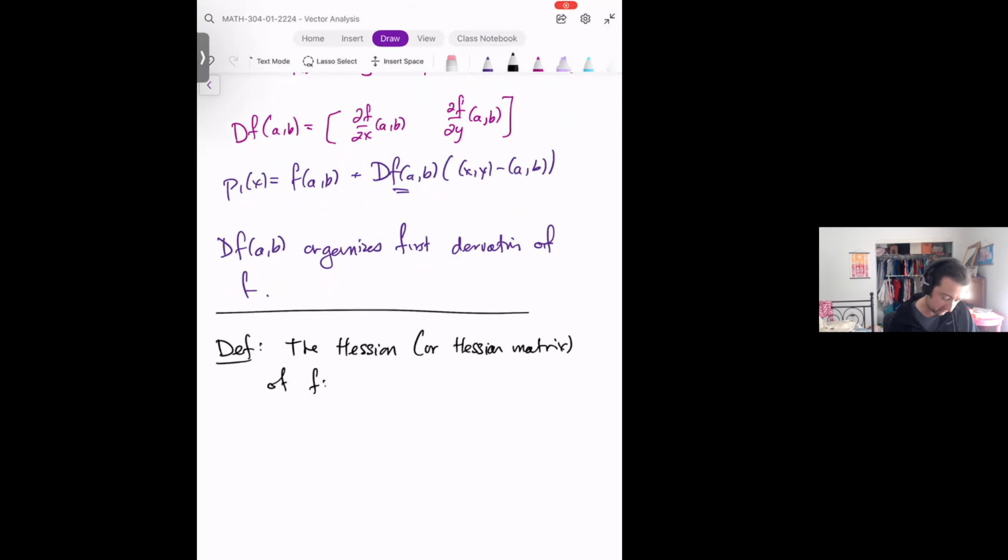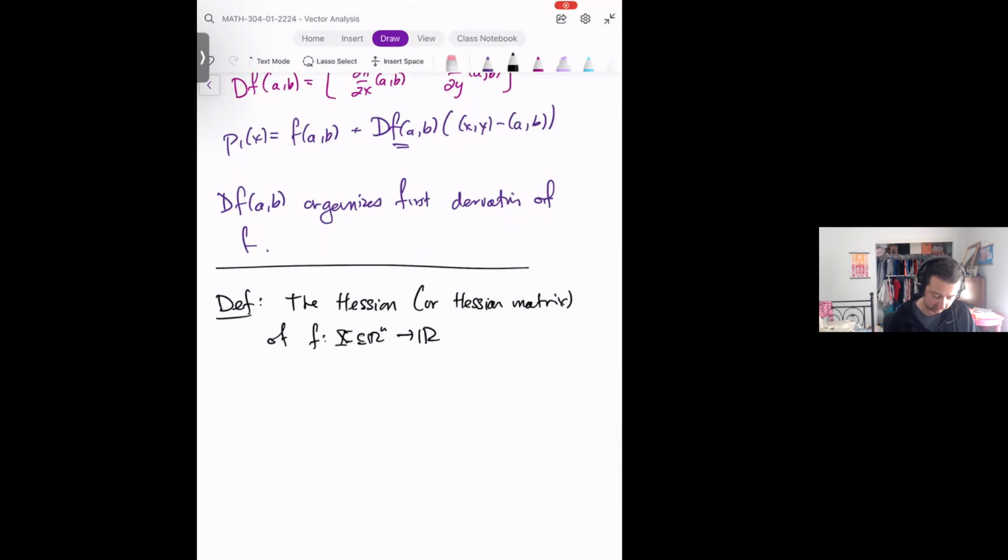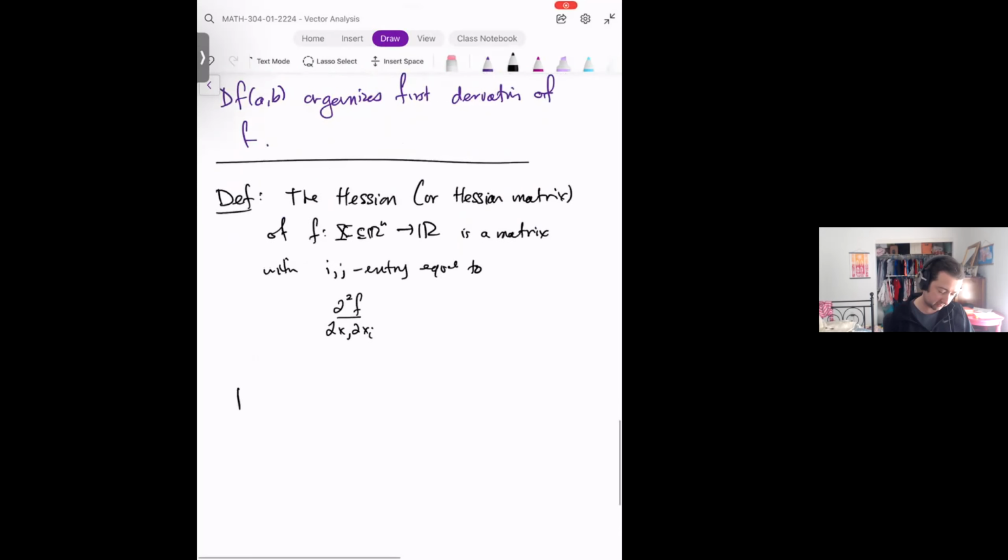of f that takes a domain in Rn into R is the matrix with ij entry equal to the second derivative of f with respect to xj, xi. So that means we could write the Hessian of f is equal to d2f/dx1 squared, d2f.